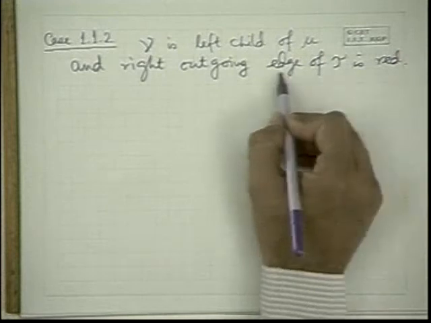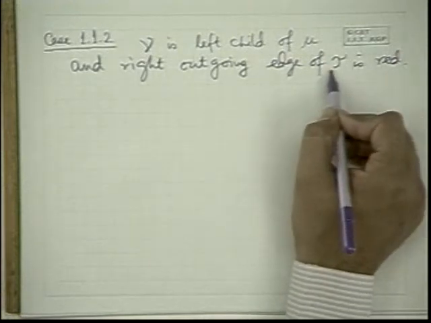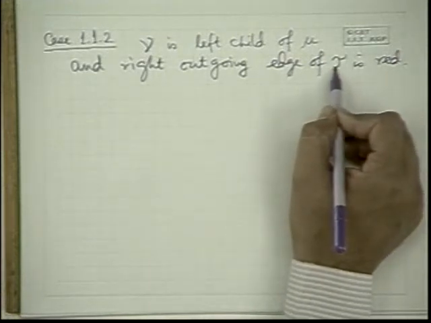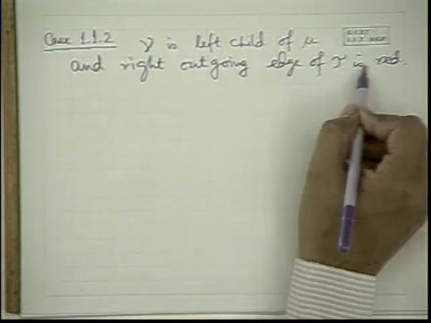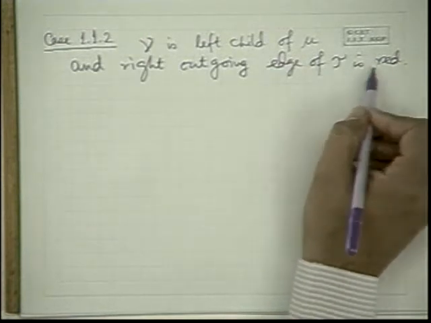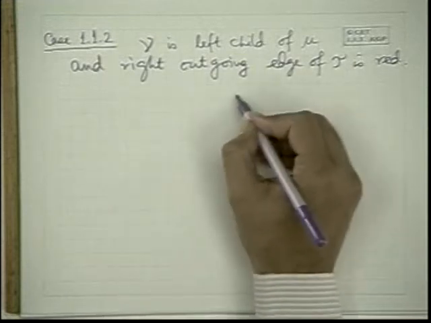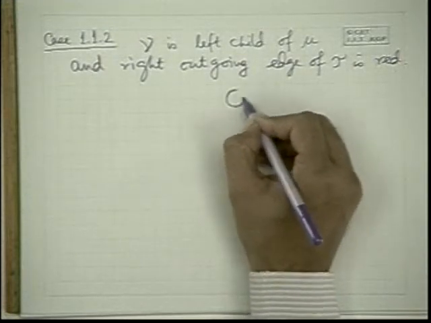Remember, the previous condition was both were black. Both edges going out of tau were black. Now we are saying at least one is red. That is, the right outgoing edge of tau is red. Okay, so what is the situation now? If I draw this picture, it becomes this.